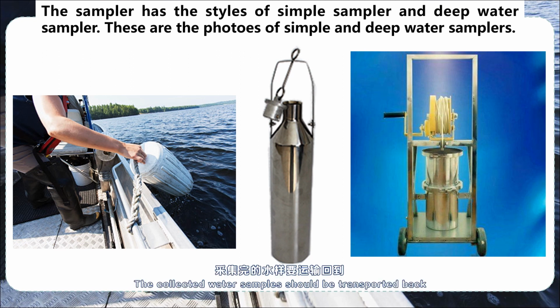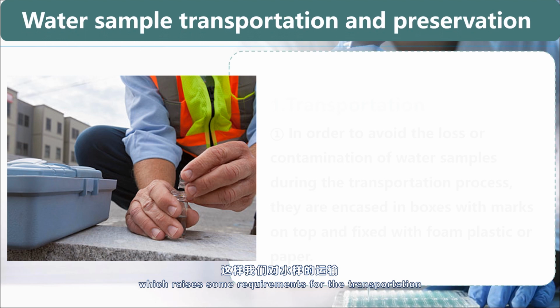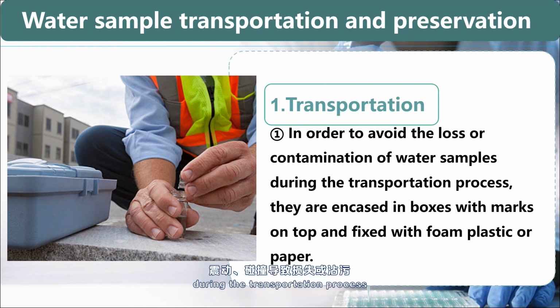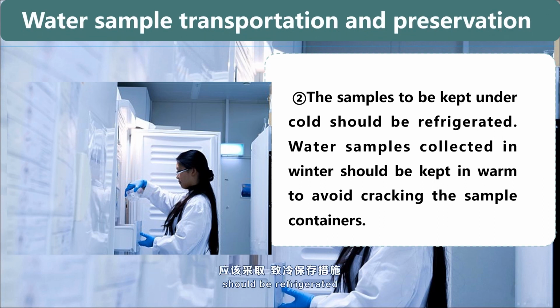The collected water samples should be transported back to the laboratory for inspection, which raises some requirements for the transportation and the preservation of water samples. 2 following notes should be taken. 1. In order to avoid the loss or contamination of water samples during the transportation process, they are encased in boxes with marks on top and fixed with foam plastic or paper. Second, the samples to be kept under cold should be refrigerated. Water samples collected in winter should be kept warm to avoid cracking the sample containers.